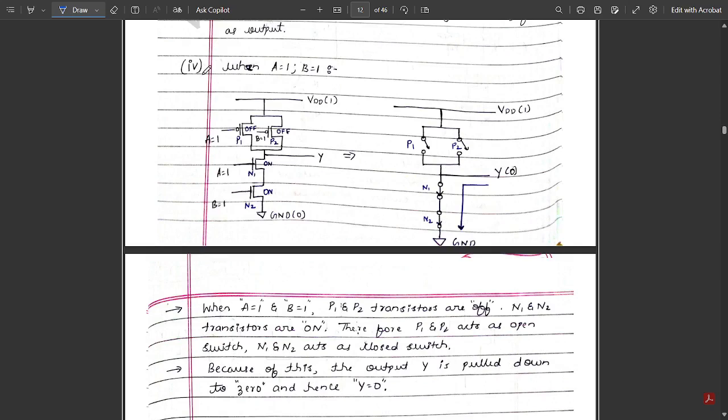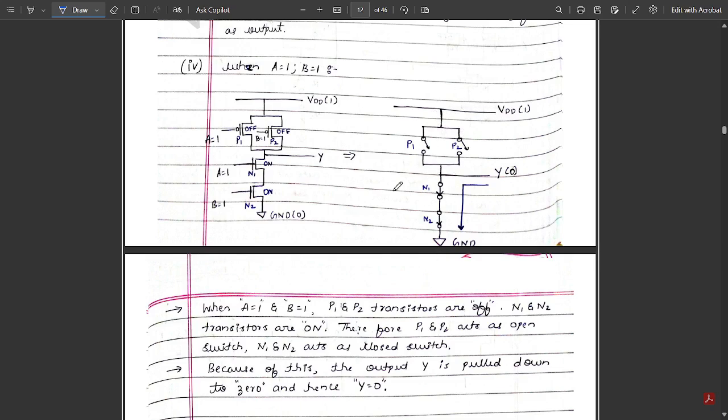For the last combination, that is when A equal to 1 and B equal to 1. When both the inputs are 1, both the PMOS transistors would be off and both the NMOS transistors would be on. So since these two transistors are off, these two switches are open and these two switches are closed. So that's why the current flow cannot be from here, because if we start from here, the current won't be flowing to here.